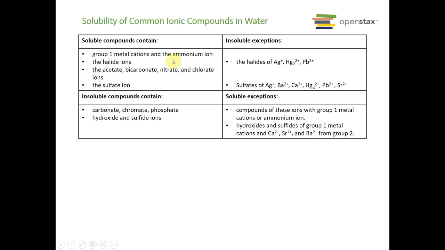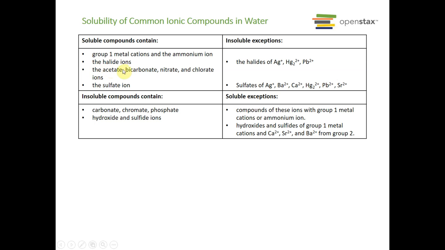On the anion side are the halide ions: nitrate, acetate, bicarbonate, and chlorate are soluble, and the sulfate ion is oftentimes soluble. So essentially there are no exceptions to the group 1 metal cations. All of them are soluble, and the ammonium ions. Any compound that's ammonium chloride, ammonium carbonate, sodium carbonate, sodium chloride, these are all soluble compounds.